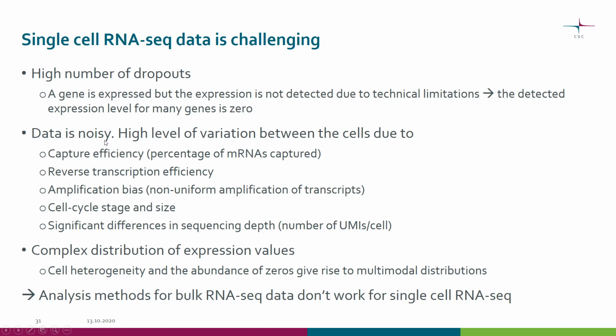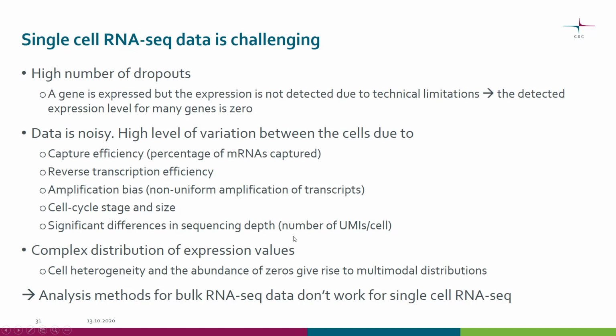The data is also very noisy, so there is a high level of variation due to various things. For example, the capture to the beads varies, so the percentage of mRNA captured, then the reverse transcription varies. There can be amplification biases, so amplification of different transcripts is not uniform. Also, the cell size and cell cycle stage can affect the results. And finally, there can be very big differences in sequencing depth, which means the number of UMIs per cell.